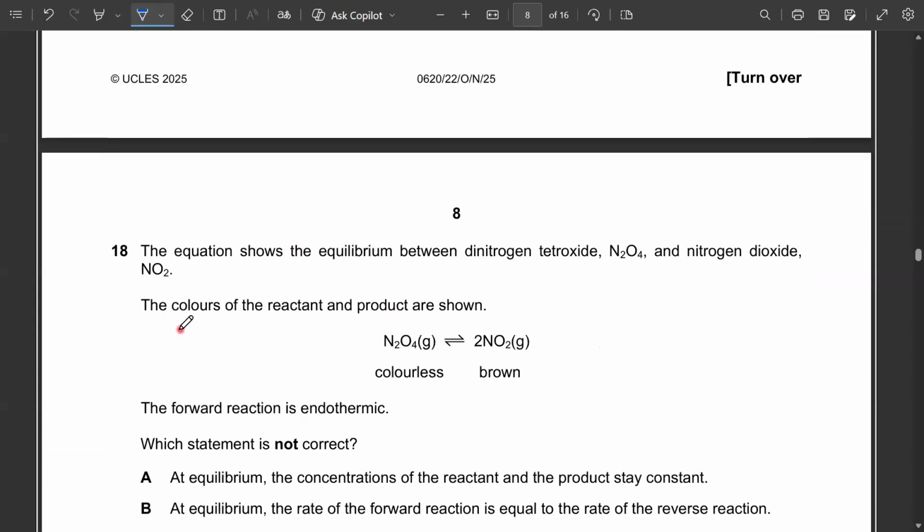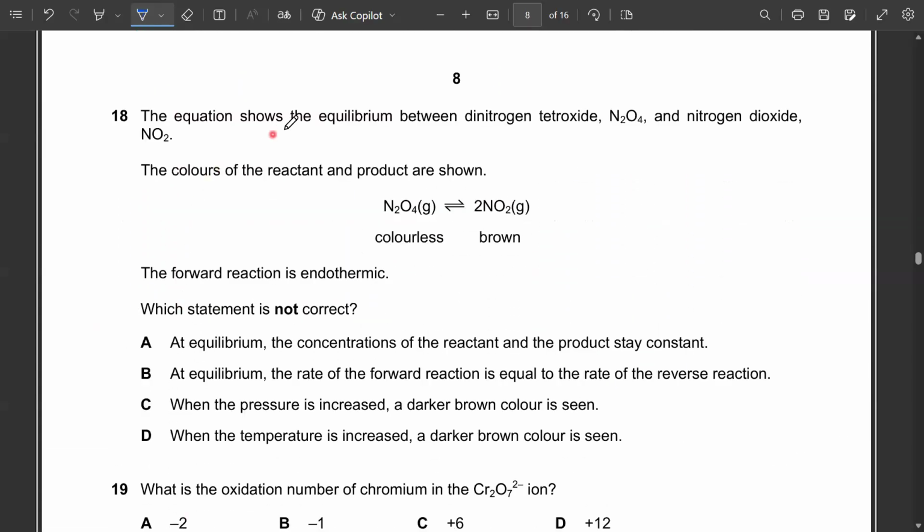Then question number 18. The equation shows the equilibrium between dinitrogen tetroxide and nitrogen dioxide. The forward reaction is endothermic. Which statement is not correct? A: At equilibrium, the concentrations of the reactant and the product stay constant. Yes, equilibrium has this property. The concentrations remain the same. They do not change at equilibrium, so the statement is correct, but that's not the correct option. B: At equilibrium, the rate of the forward reaction is equal to the rate of the reverse reaction. That is also a correct statement.